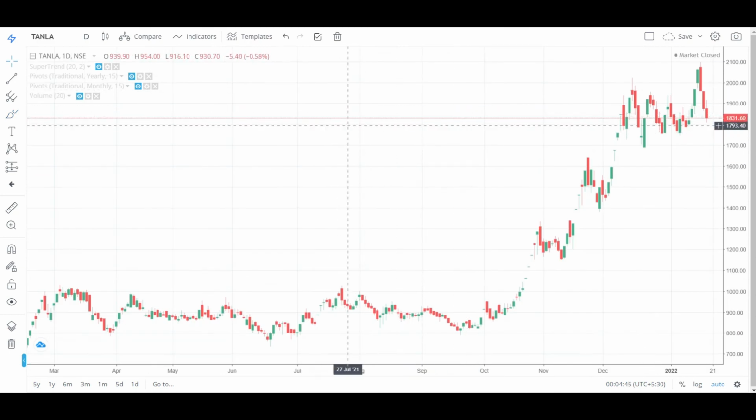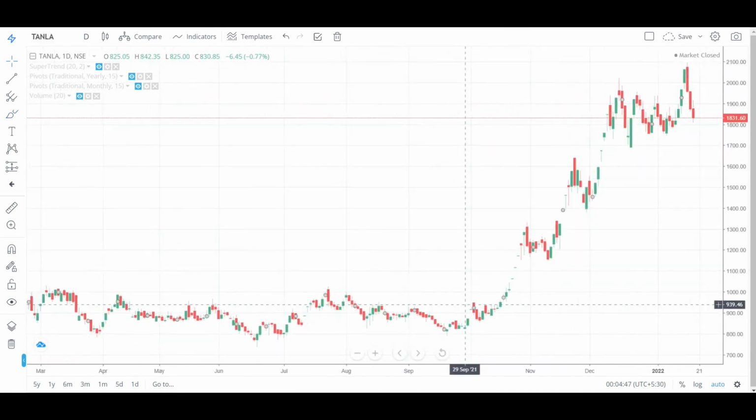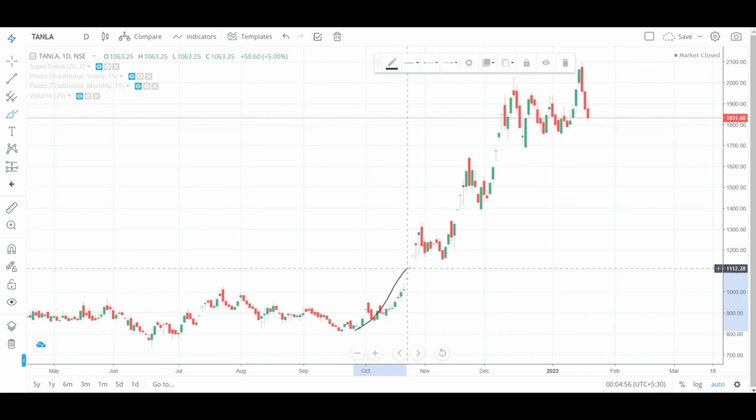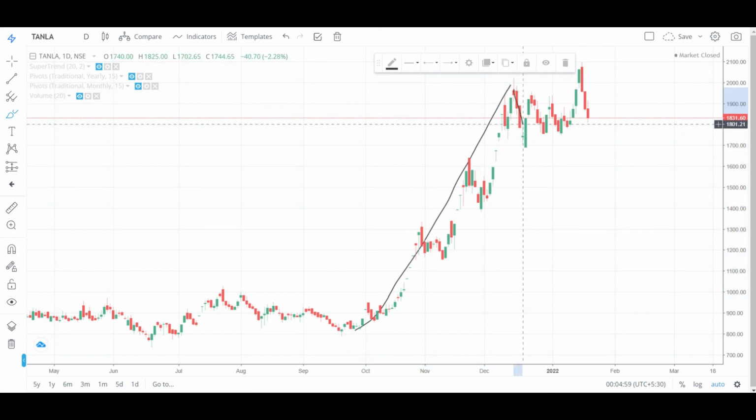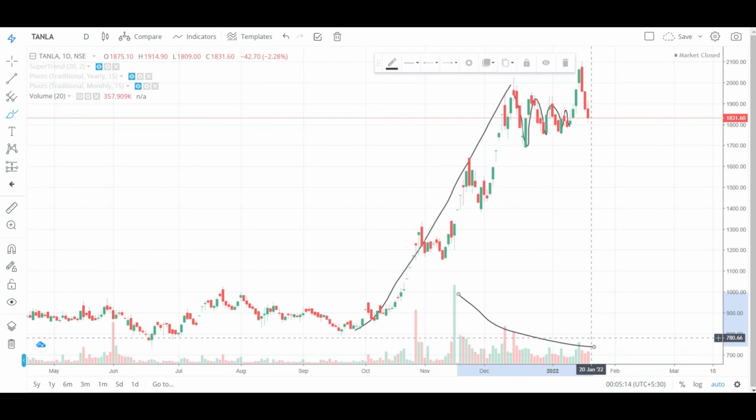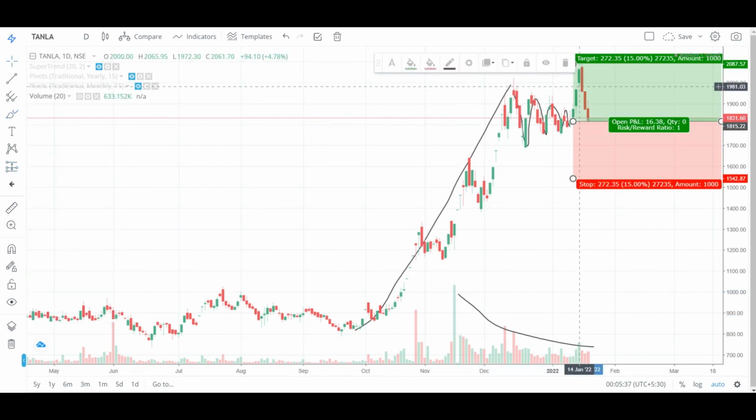Then another example, Tanla, I don't know how I should pronounce it. Big up move, then first contraction, then up move, second contraction, up move, third contraction, up move, fourth contraction. During this period you guys can see volume was decreasing from left to right, and then in a very short period you got a movement of around 15% within 3 days.